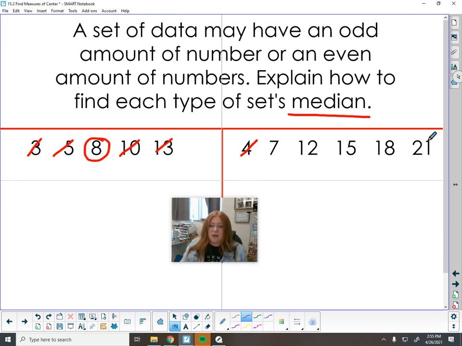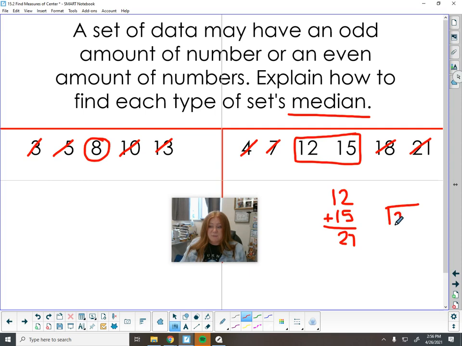So we had 4 and 21, 7 and 18. So we're left with 12 and 15. And they're not both the median. We want to find the middle of those, their fair share. So we add these pieces up, it's 27. And we're giving 27 to a fair share of 2 numbers, right? Taking these, divide by 2.